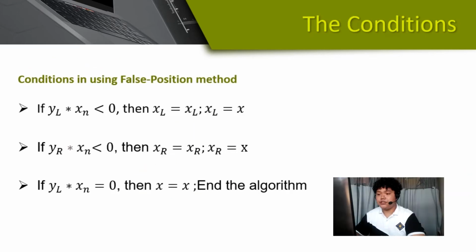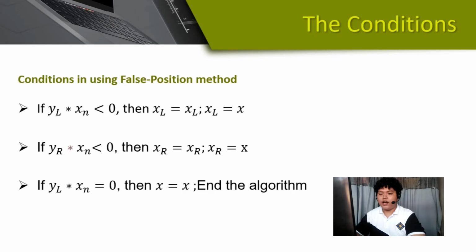In solving the false position method, we have these three conditions. First, if yl multiplied by the function of xn is less than 0, then the value of our left limit will be retained. Hence, the right limit will be changed into x.